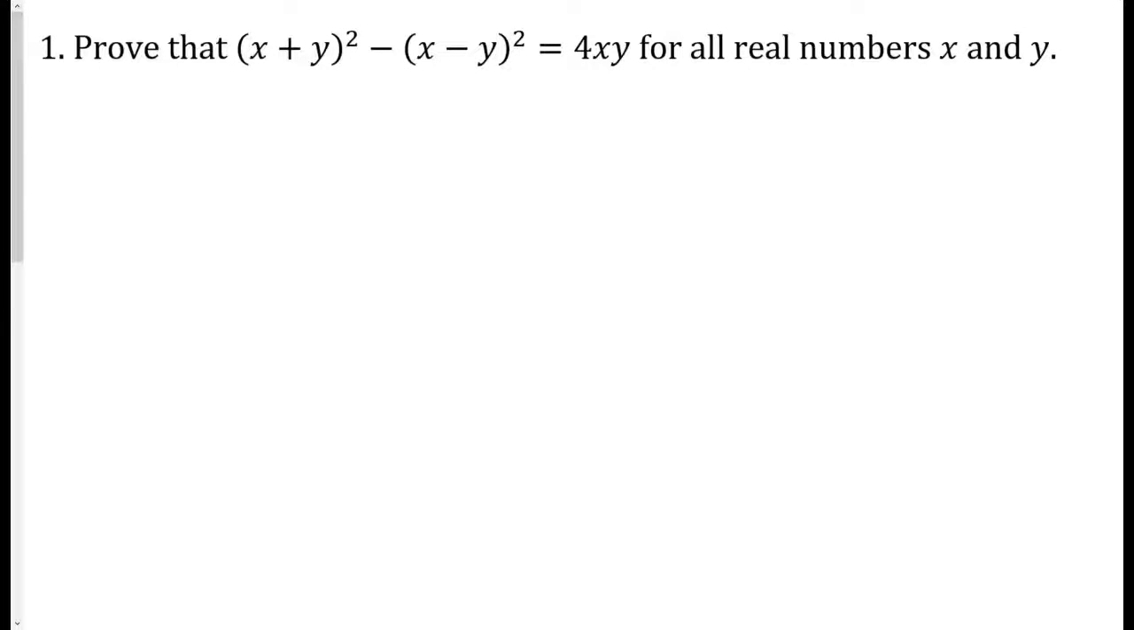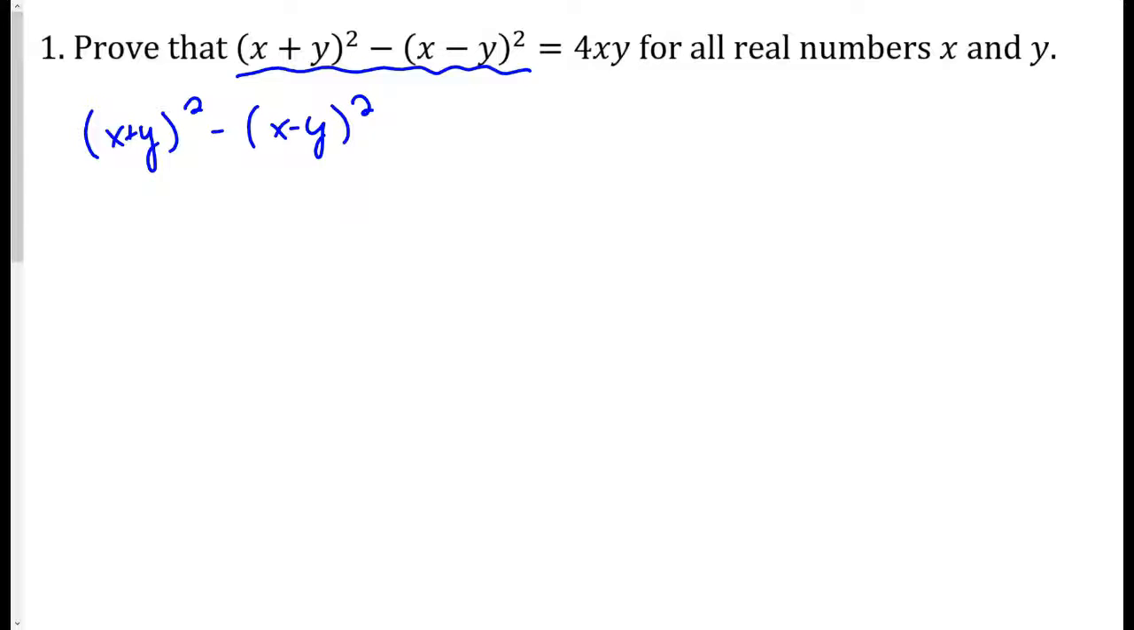Number 1, prove that (x plus y) squared minus (x minus y) squared equals 4xy for all real numbers x and y. So to prove this, we're going to start with one side of the equation and make it look like the other side. So clearly you can't do much with 4xy, so let's start with that side of the equation. (x plus y) squared minus (x minus y) squared.